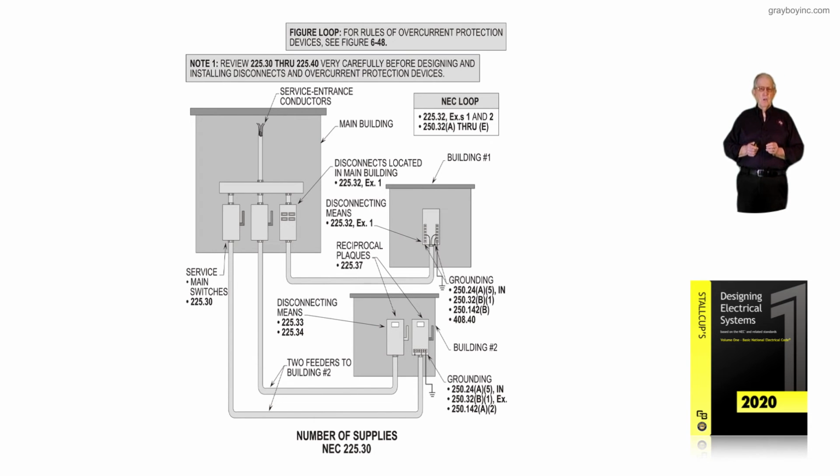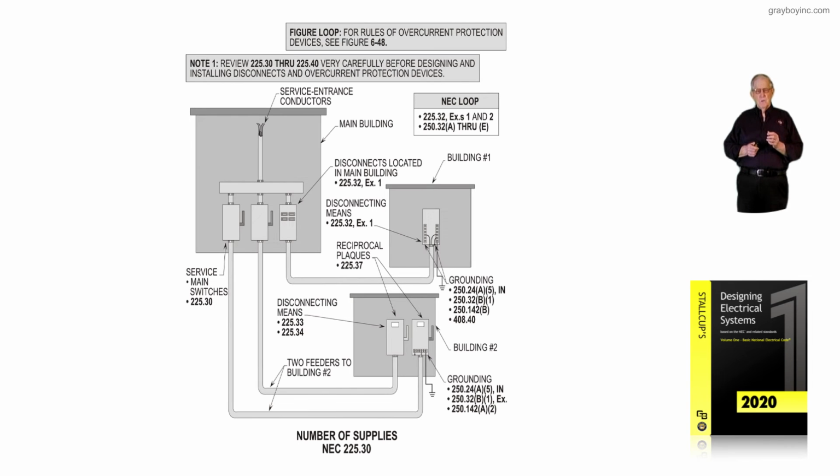Now, the figure loop, so that you get a good handle on this, for the rules of overcurrent protection, refers you to figure 6-48 for the overcurrent protection requirements. Note 1, again, be sure to review 225.30 through 225.40 and review these sections very carefully before designing or installing more than one disconnect and overcurrent device in another building.